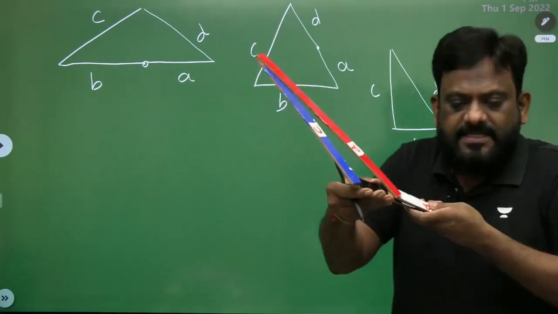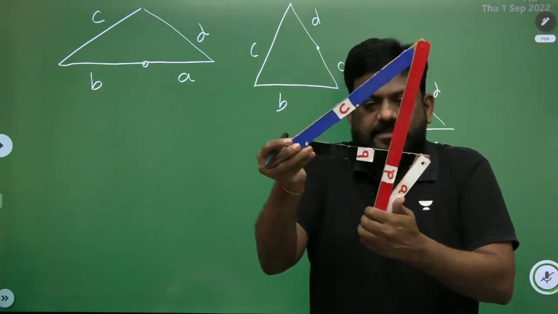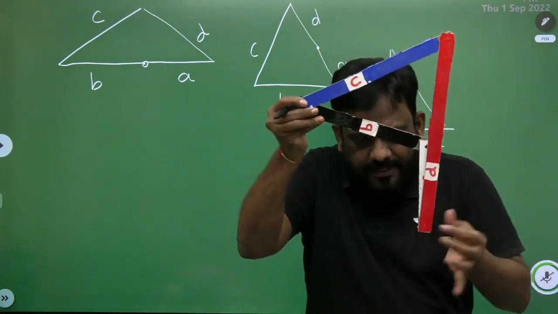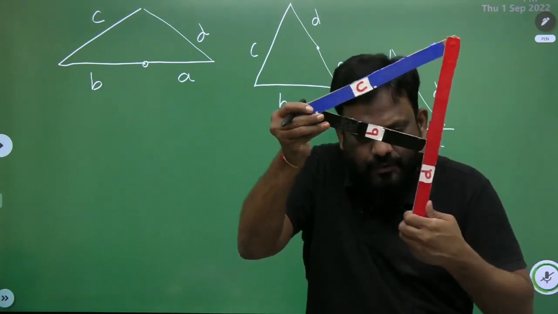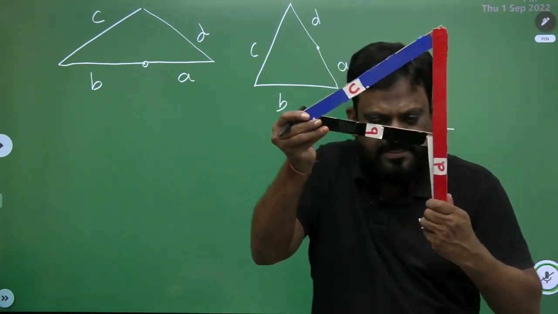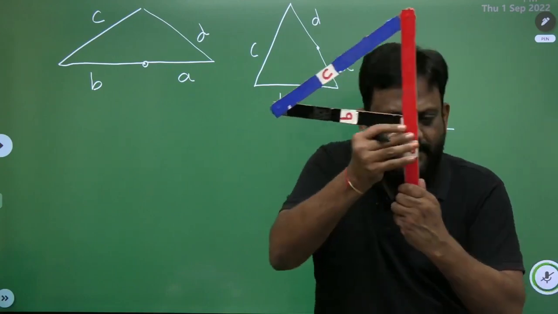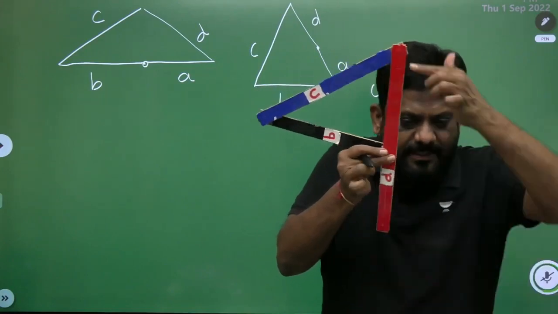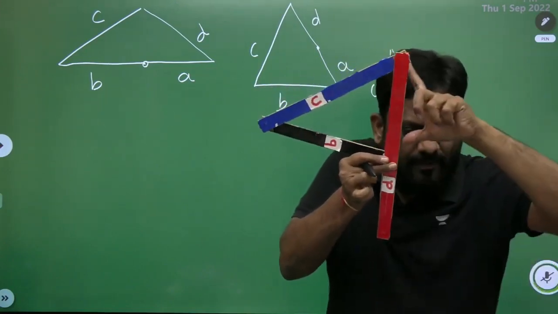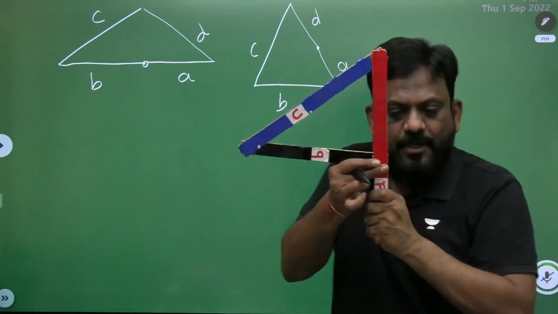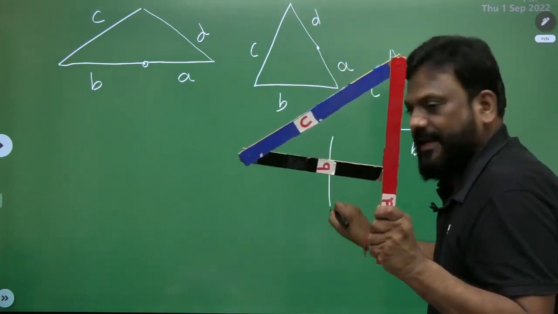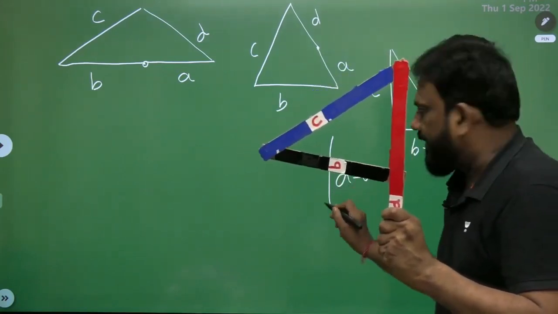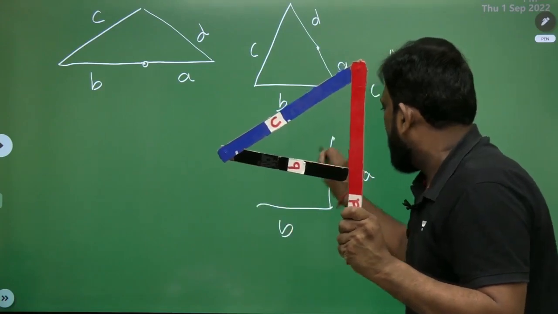Great. Let's see the next position. This is the next position, one more triangle. Now A and D are overlapping. Please understand clearly: this total length is D, and A is here. So what will be this length? It will be D minus A. So the triangle formed is D minus A, then B, and then C.